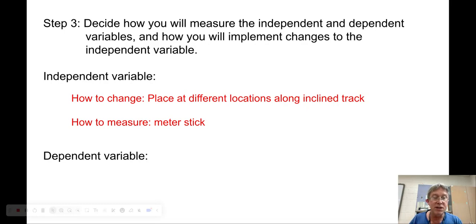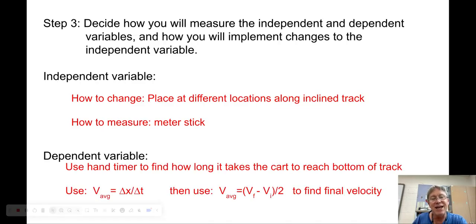Now, this one's going to be a little bit tricky. I can't directly measure the velocity. I don't have a velocityometer here. So what I'm going to do is this. I'm going to have to use a hand timer, because I was given one, to find out how long it takes to reach the bottom of the track.